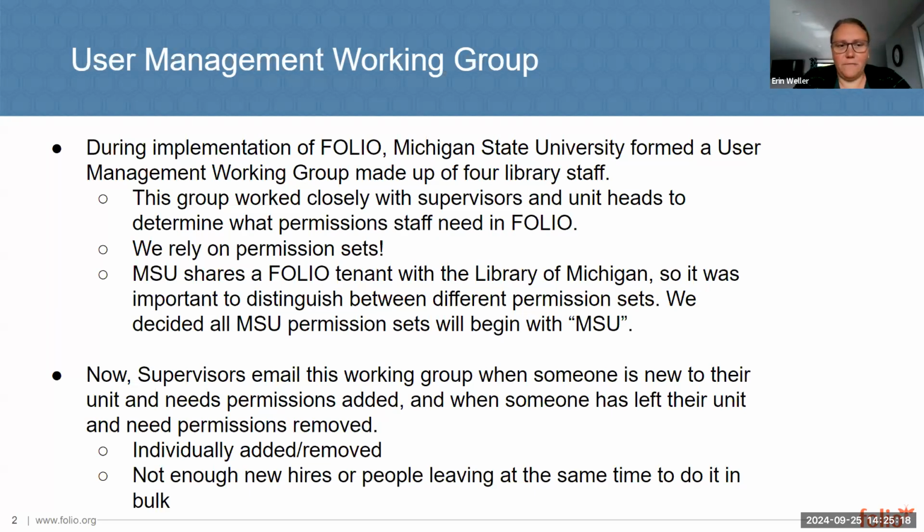We do share a Folio tenant with the Library of Michigan, so it was really important for us to distinguish which permission sets were theirs and which were ours. So we just kept it real simple. If it's an MSU permission set, it starts with MSU. If it's Library of Michigan, it starts with LM. So it's really easy for us to tell and keep those apart. And so that was setting it up.